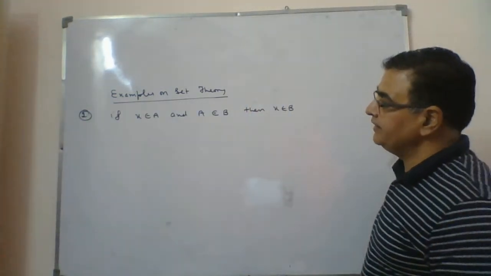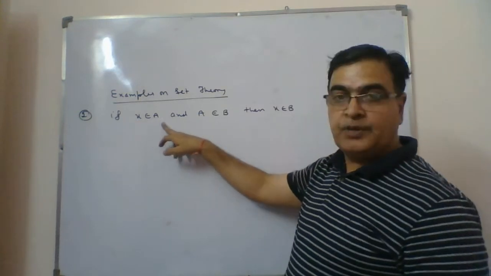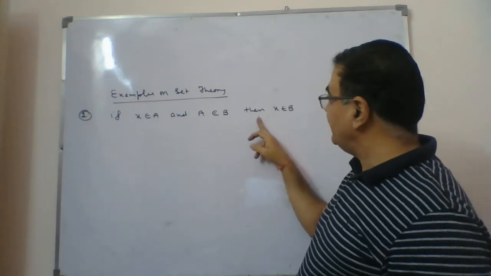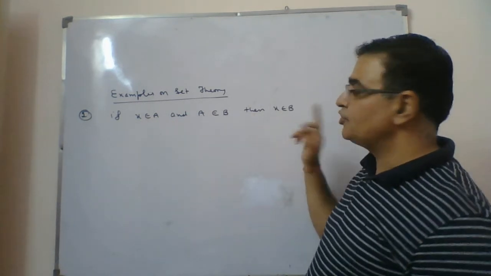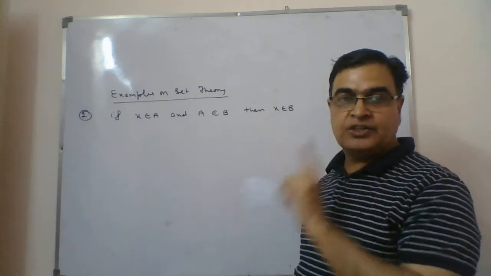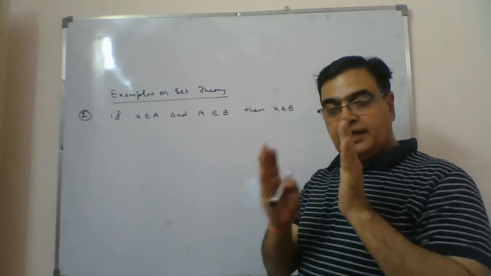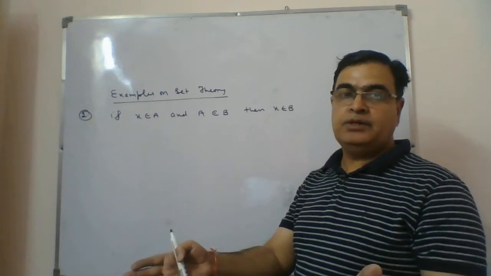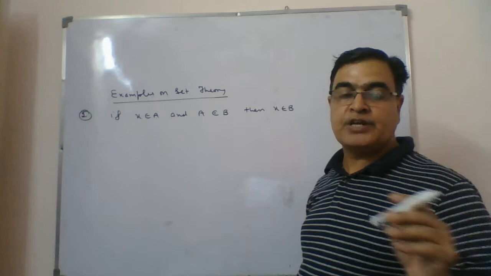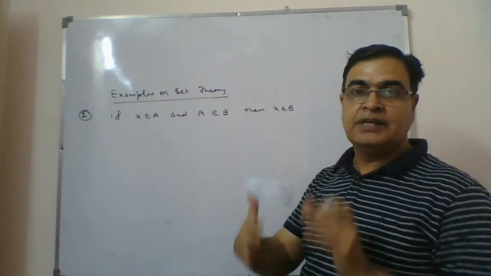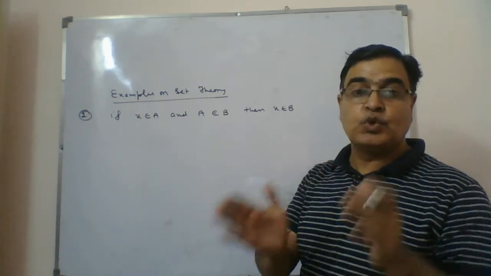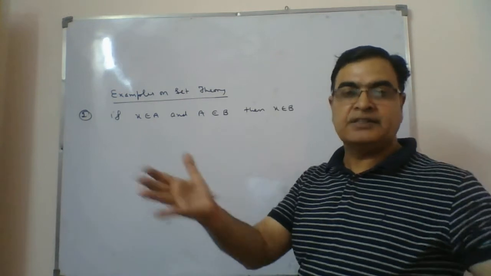Now the second example says, if X is an element of A and A is an element of B, then X will be an element of B. Is it true or false? You should find out. Question is, check whether this statement is true or false. If it is true, give an example. If it is false, give an example. So here in this case, you have to check whether this is true or false, and whatever result you are stating as true or false, you should explain it by a certain example.